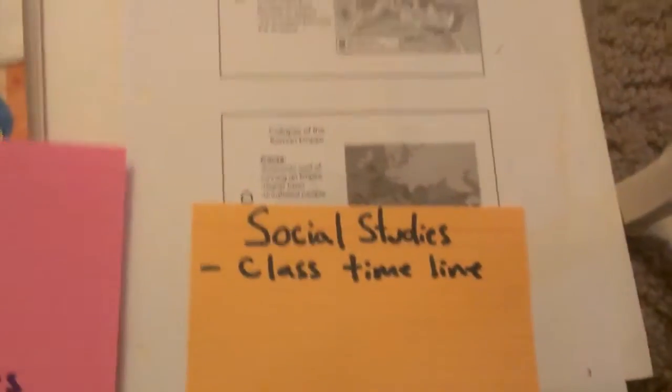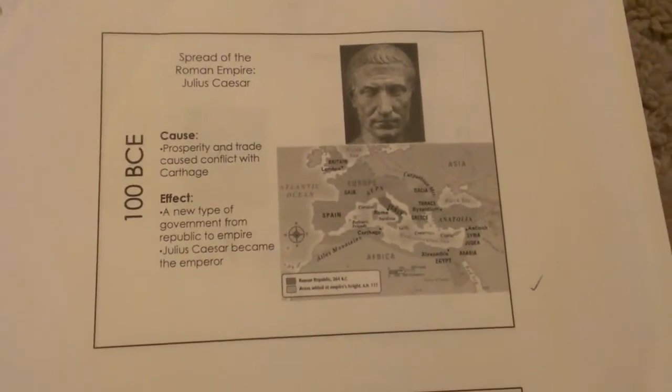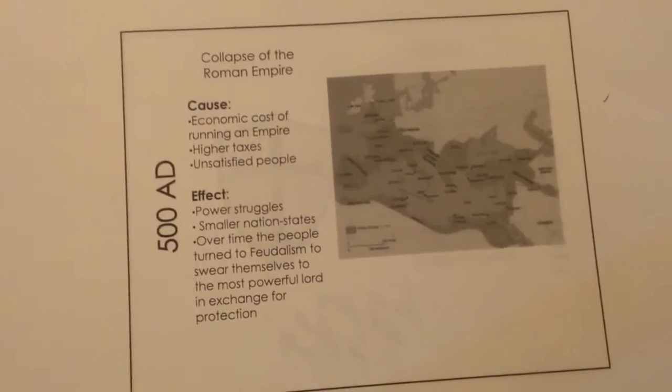Social studies, class timeline. This is something that incorporates a couple different things for the logical mathematical, especially the cause and effect. This is an example of one that I did for a class, 6th grade class here. So that's something that you could do for the logical mathematical.